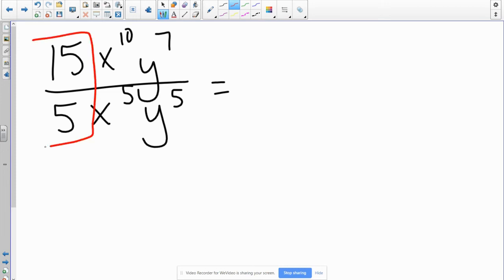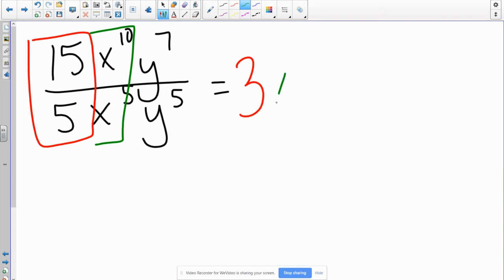So since this is division, or you can look at it as a fraction, 15 divided by 5 equals 3. And then we're going to look at these x values. So we have x to the 10th divided by x to the 5th. So we know that we're going to subtract those exponents, because we have 10 on the top, 5 on the bottom. We're going to pair up 5, which will leave us with 10 minus 5.